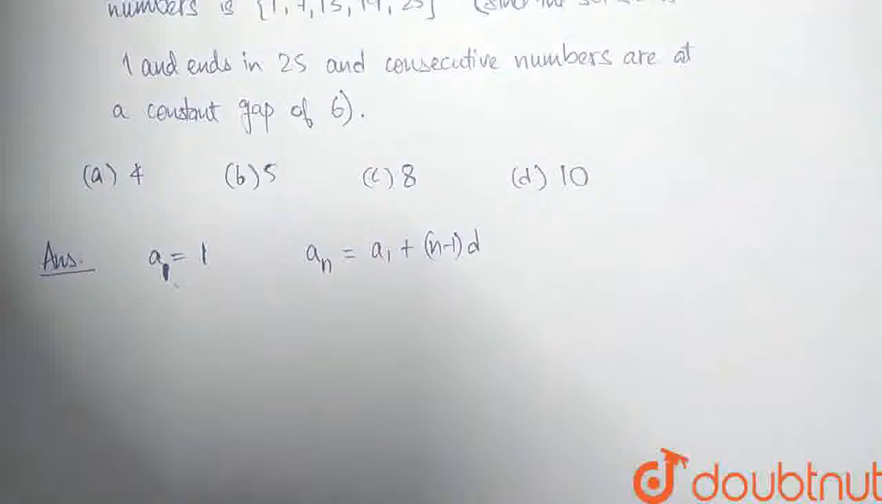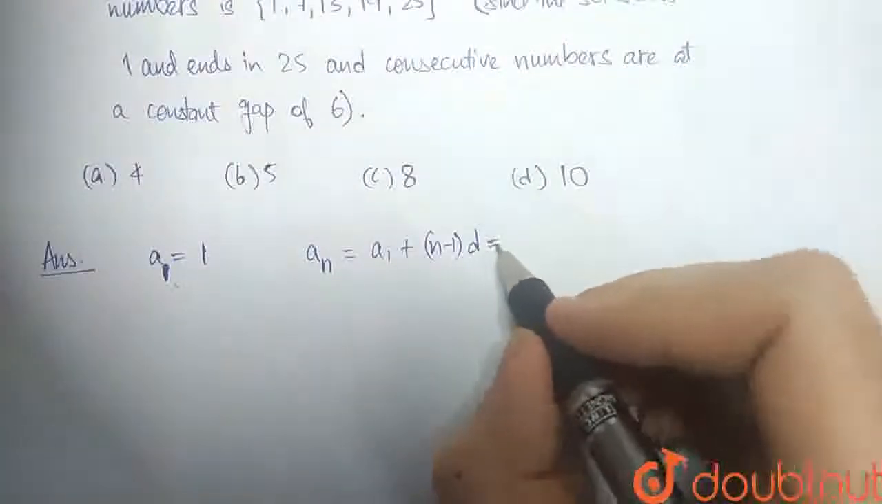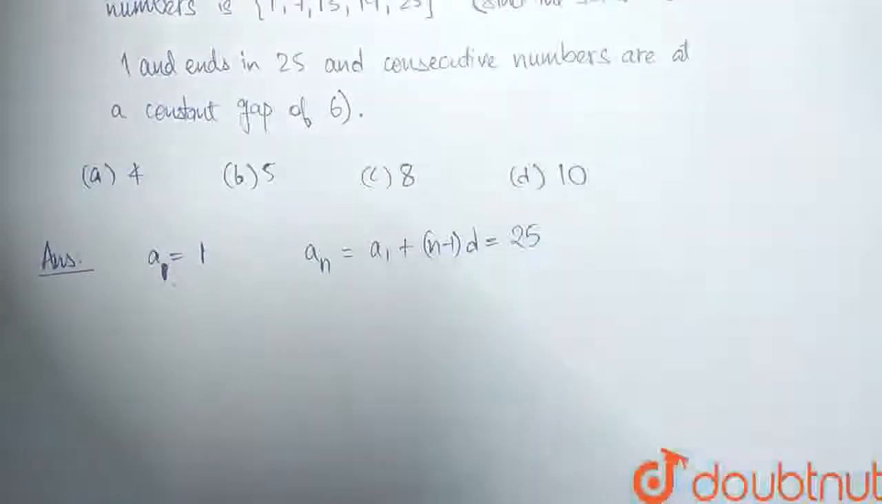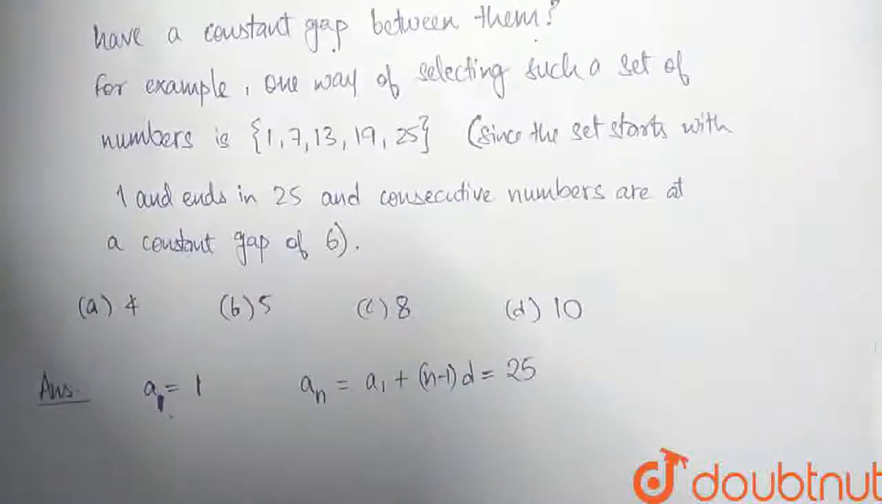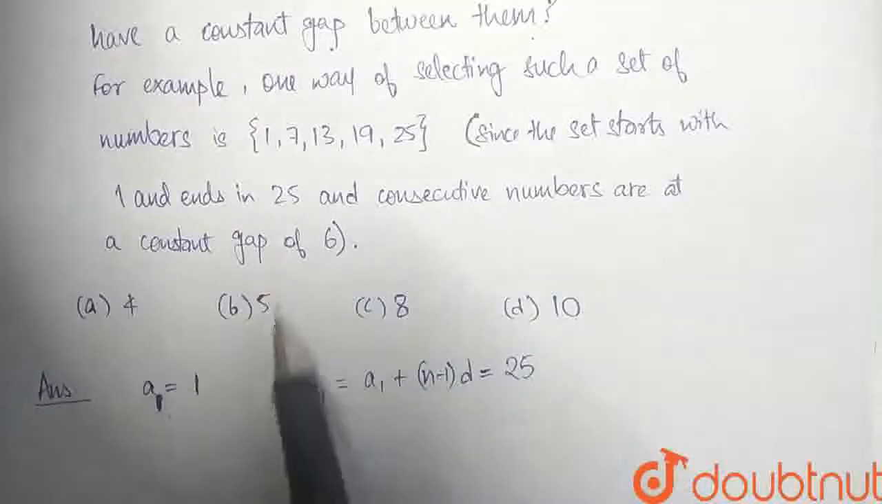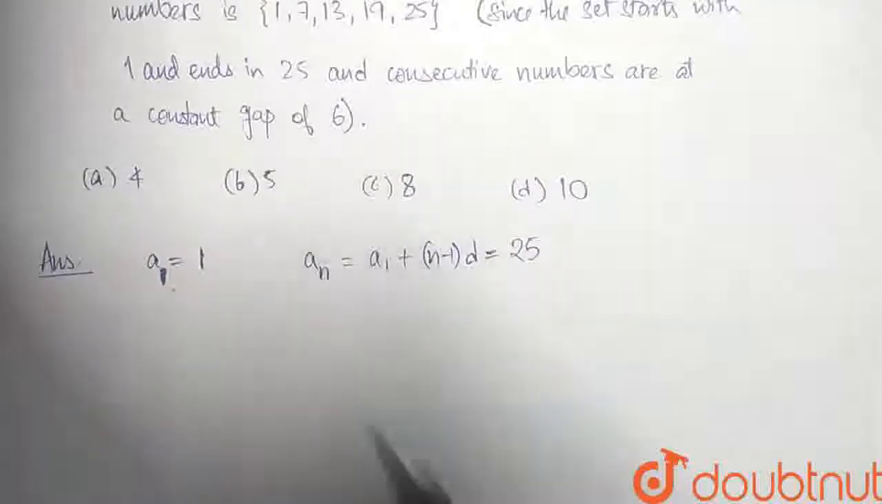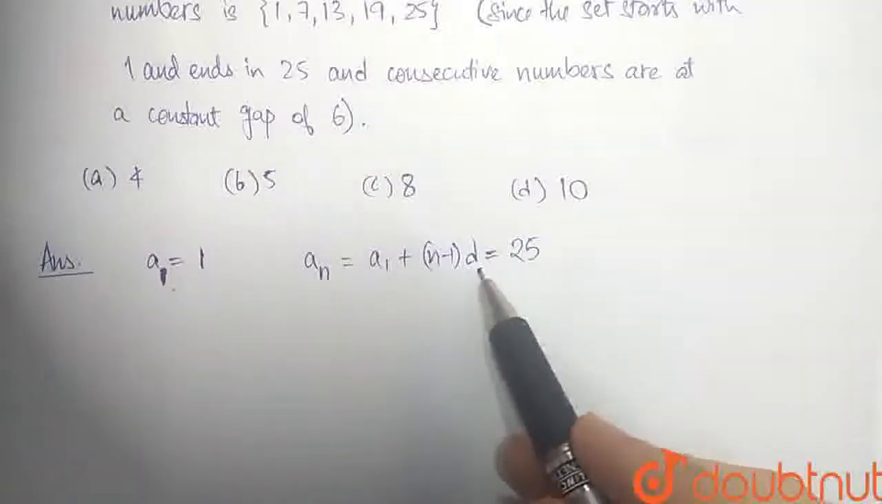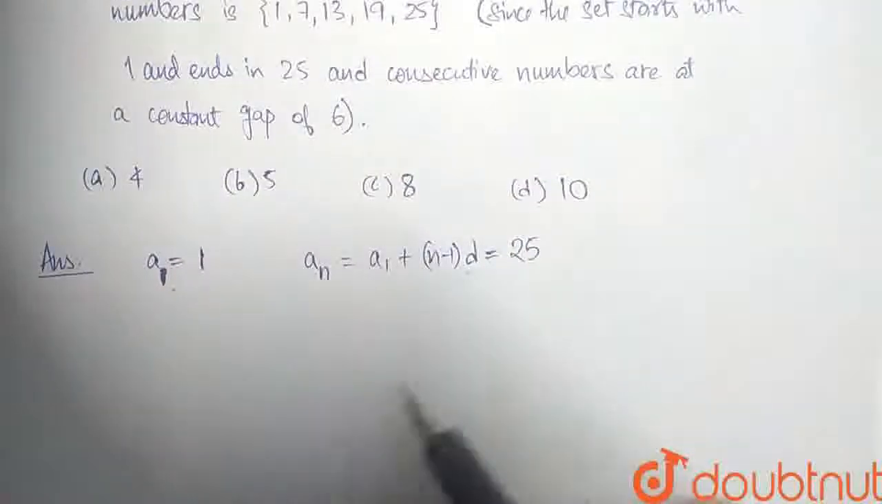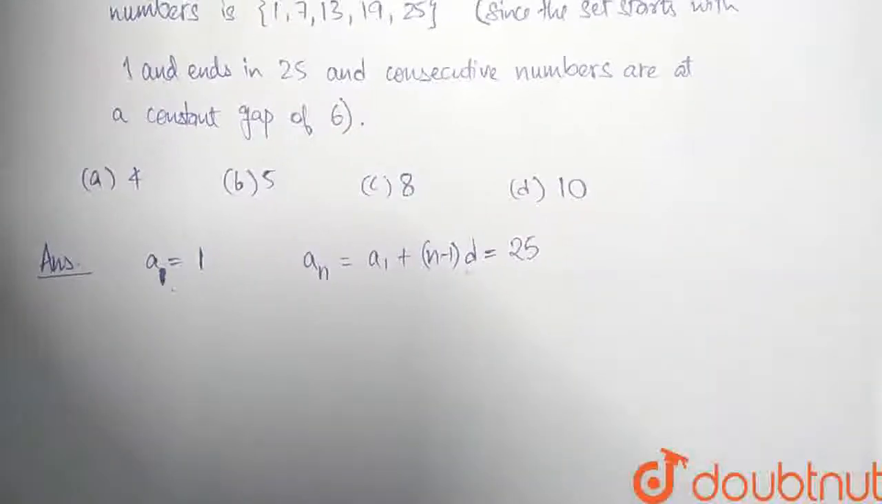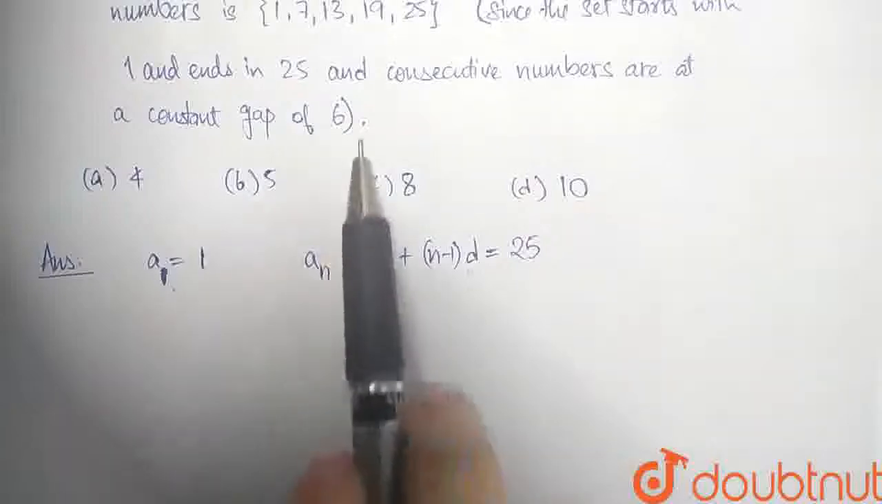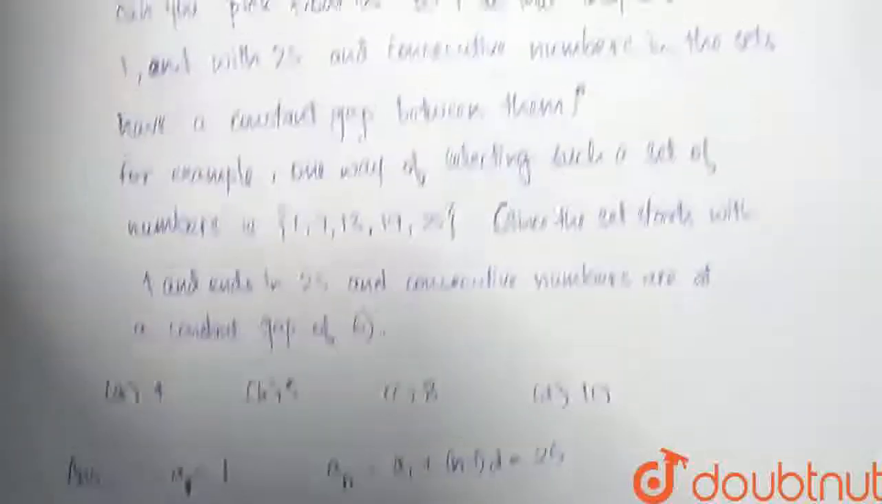Now, how this relates to this question is, the nth term, let us take it as 25. The question says that the first number and the last number in the set are fixed, and there is a constant gap between each consecutive number, which is the same as this difference here. This difference is added to the previous term to get the new term in an AP as well. So each set will come from these conditions.